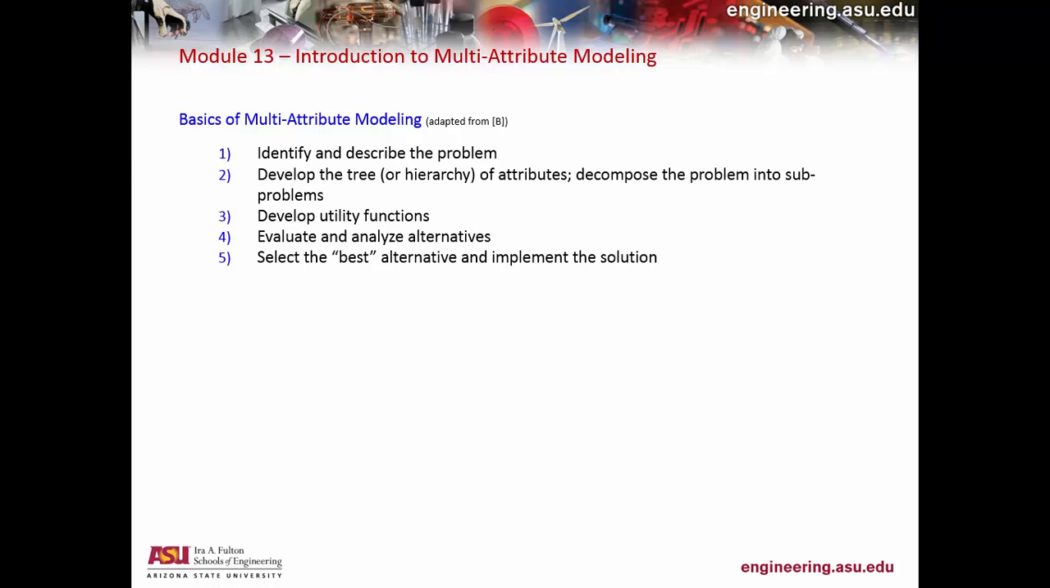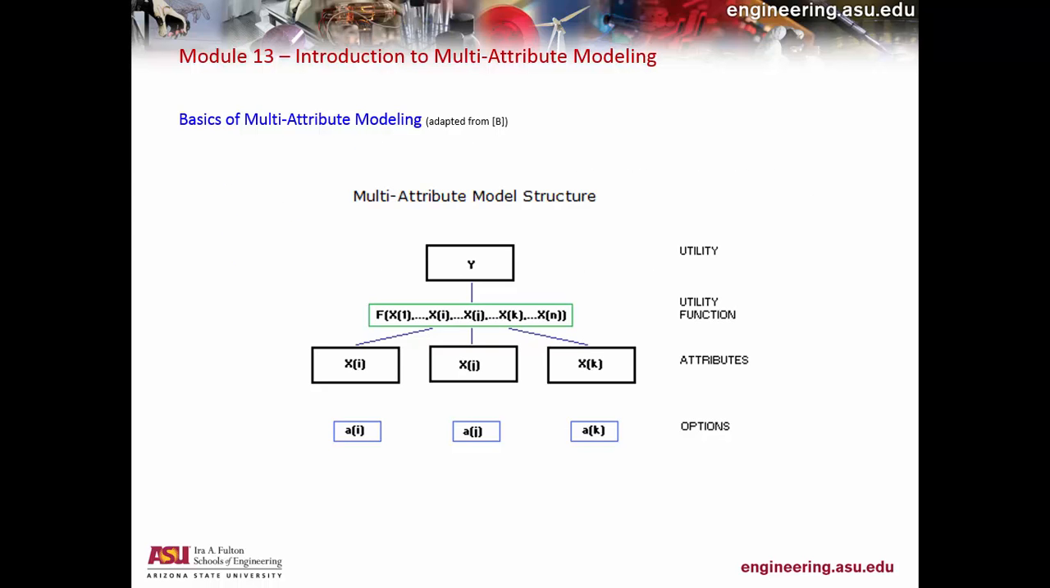These are the steps in multi-attribute modeling: identifying and describing the problem, coming up with the attributes, and typically trees are the easiest way to look at all your alternatives. Then develop utility functions, which means how much do I value it? If I have more of it, is it pretty linear? Is it going to be second order? Then look at my alternatives and pick the best one.